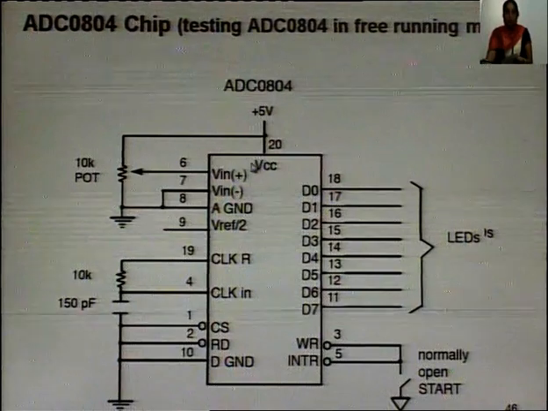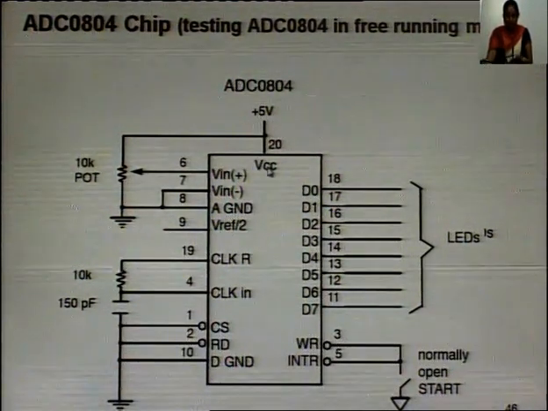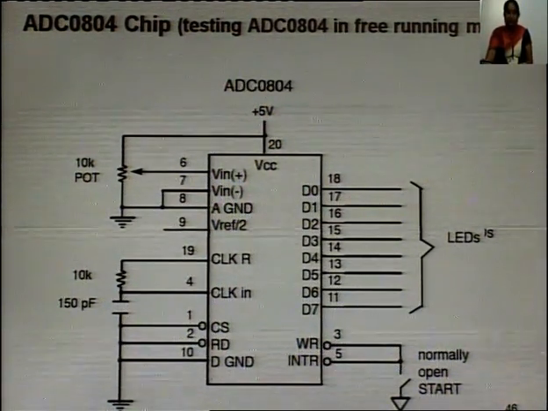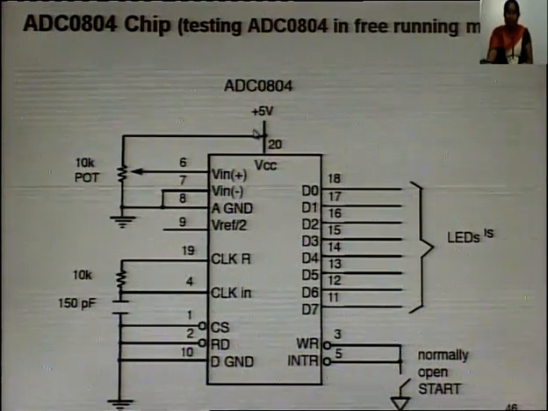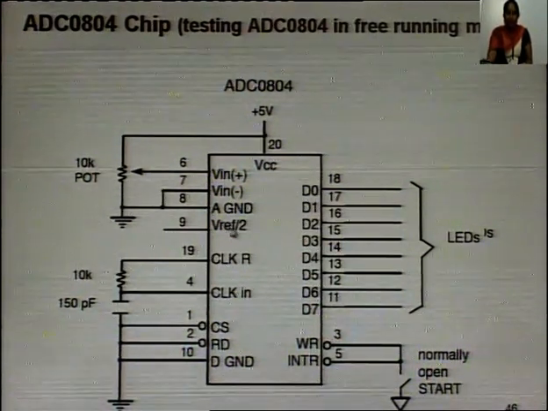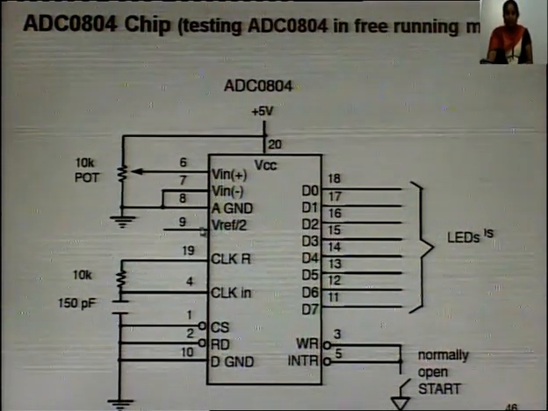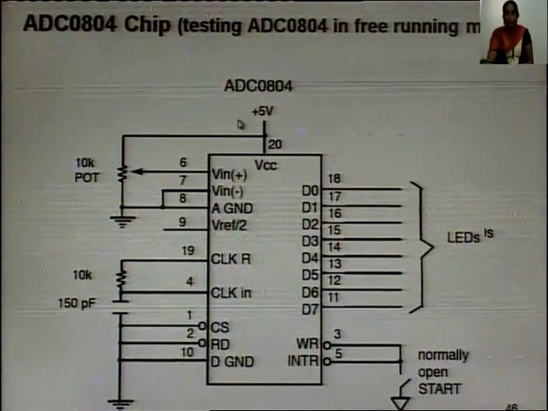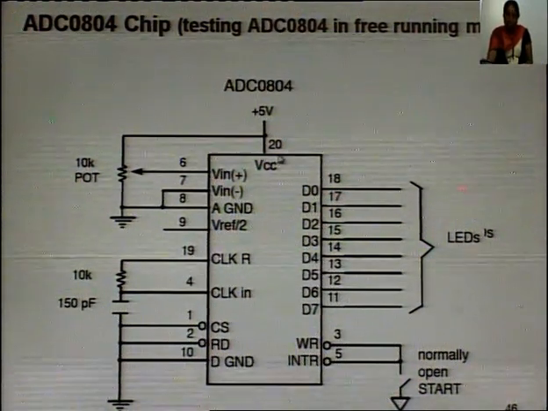After that, VCC is connected with positive 5 volt. It is also used as a reference voltage when V reference over 2 is open. When this pin number 9, V reference over 2, is open, then VCC is used as reference voltage.